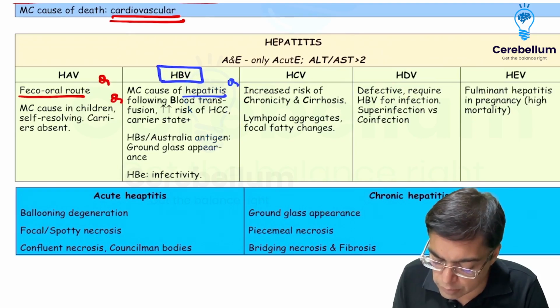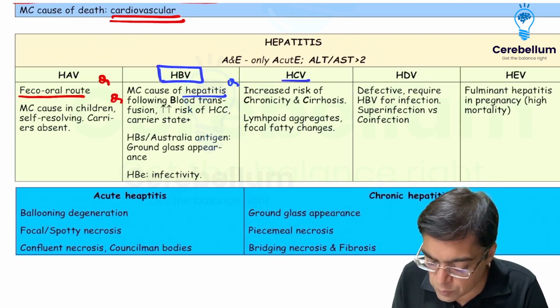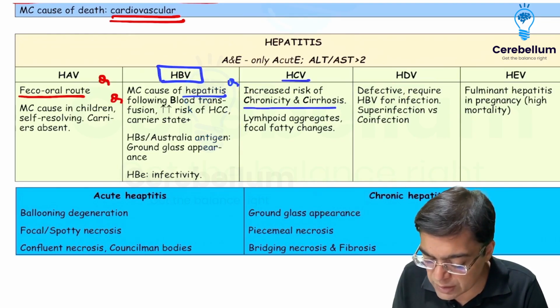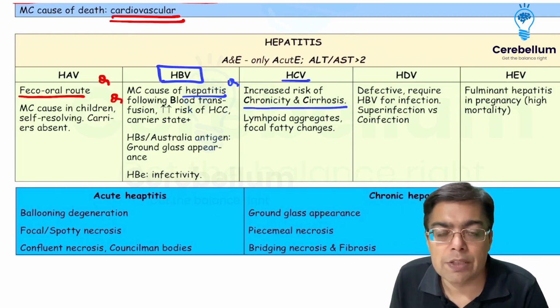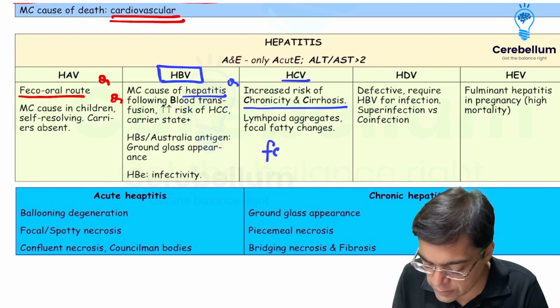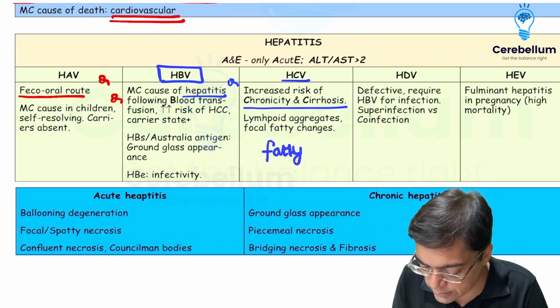When we are going to be talking about the hepatitis C virus, it is responsible for high risk of development of chronicity as well as cirrhosis. And a characteristic feature of hepatitis A is presence of a fatty change. Big time important thing that is asked in the exam.